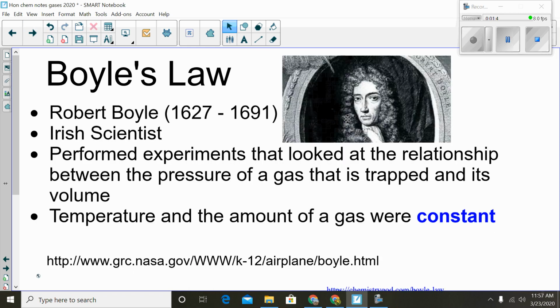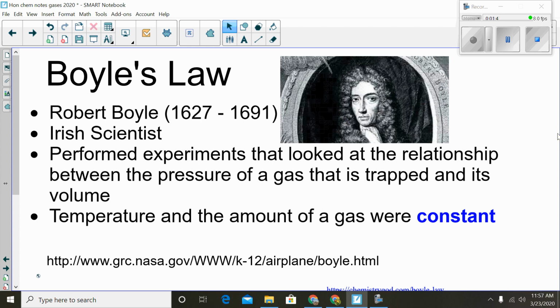So the first law we start with is Boyle's law. And I think you know that I like the scientist, so there he is. That's Mr. Boyle. You don't have to know all of this background, but I think it's good for you to know how these concepts were determined. What were people looking at, and how did they figure things out?